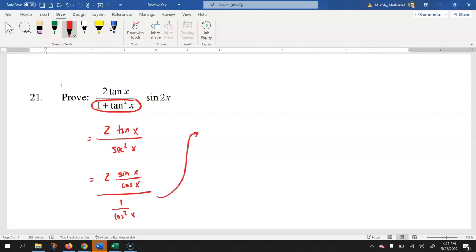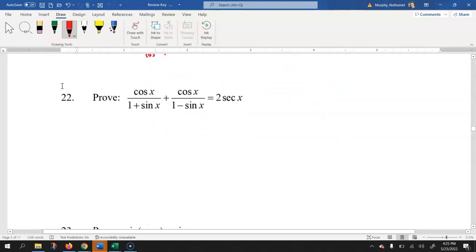So if we do a keep, change, flip, we'll keep the numerator, change it to multiplication, and then multiply by cosine squared of x over 1. And now I recognize that this cosine squared is going to take out a cosine of the numerator, so we'd have 2 times the sine of x times the cosine of x. Well, hopefully you recognize, maybe even have it on your cheat sheet, this is your double angle formula. So 2 sine of x cosine of x is equal to sine of 2x. So we just proved it. All right, let's look at number 22, another proof.